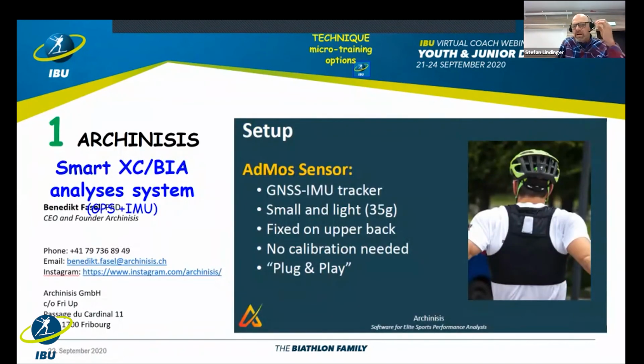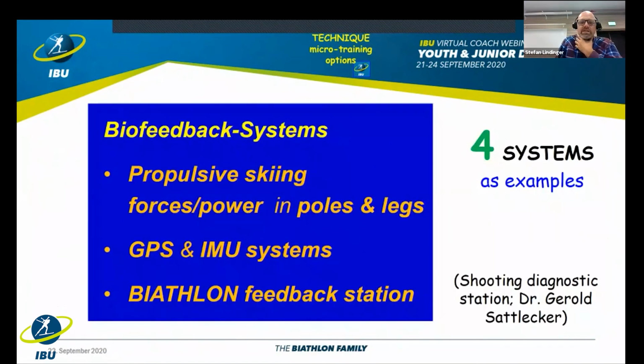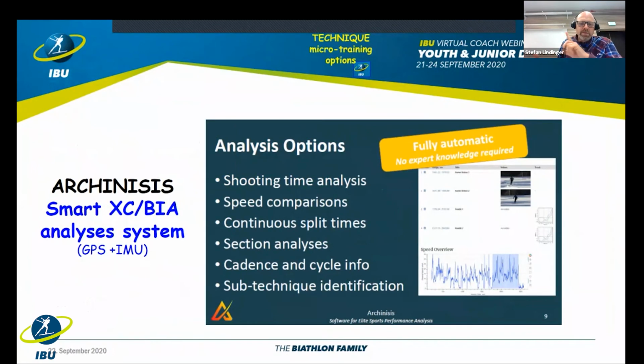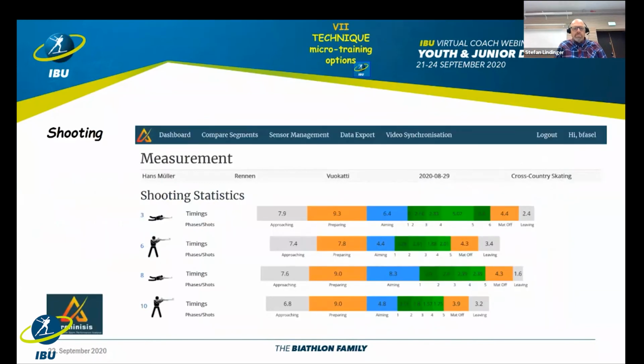And I show one example, which is nowadays fantastic because there are smart technologies, and this is one called Archinisis. It's a combination of GNS and IMU systems with a very small sensor here on this girdle. And you can do a lot of different things here, like shooting time analysis, speed comparison, continuous split time, section analysis, cadence and cycle info, and sub-technique identification. This is, for example, shooting times on different sections, and also in detail in a Vuokatti race here in Finland, which was used here in prone and standing shooting, with the different shooting times and in-between intervals.